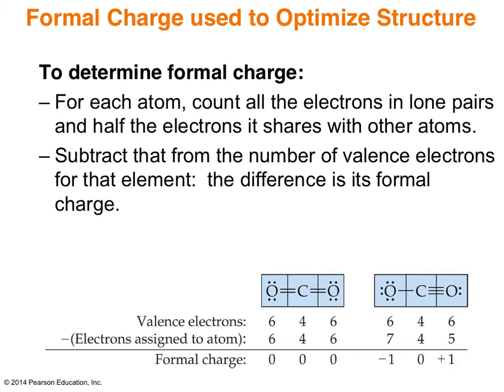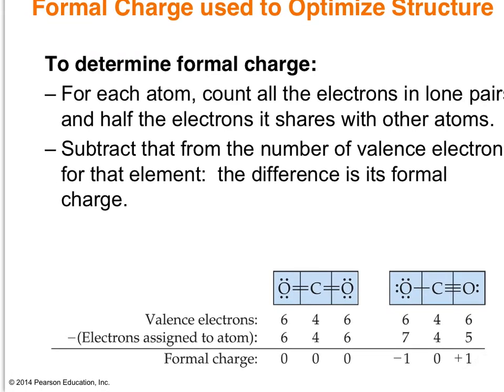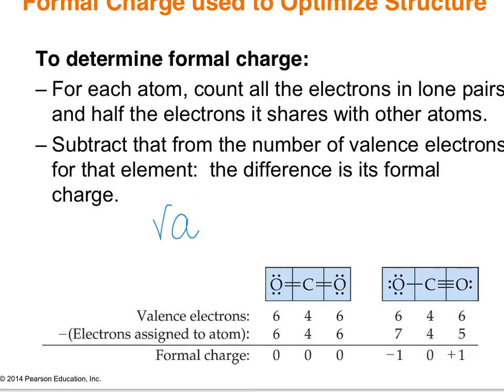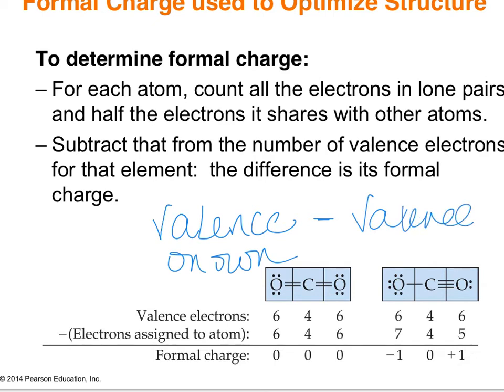So the bottom line is, to find a formal charge, you want the number of valence electrons that an atom has on its own, if it were not in a molecule, minus the number of valence electrons that same atom has in a compound. Okay, so you want to see, did it hang on to the electrons it started with? Did it gain some? Did it lose some? And that's really what formal charge does.